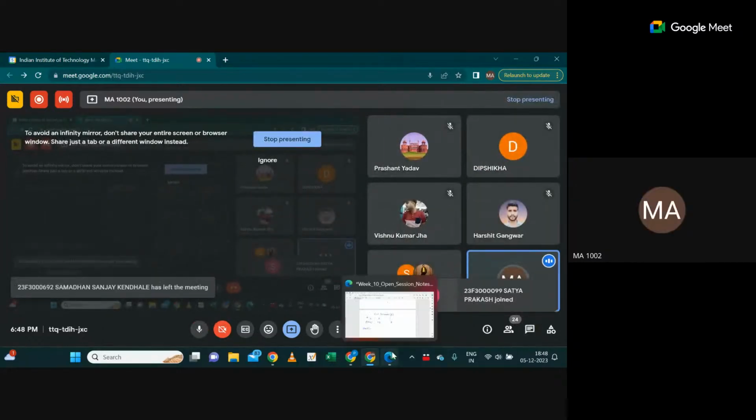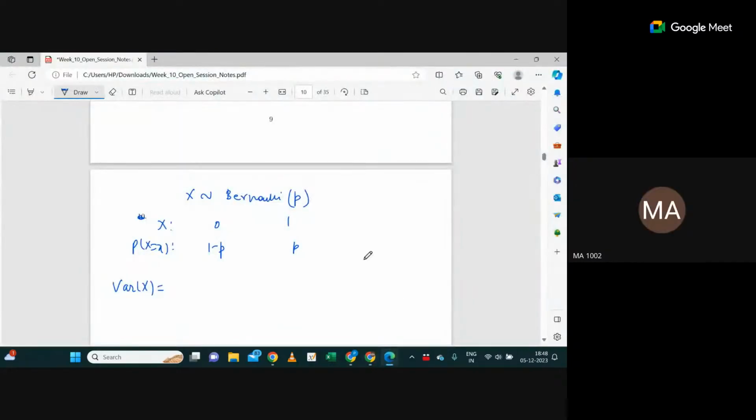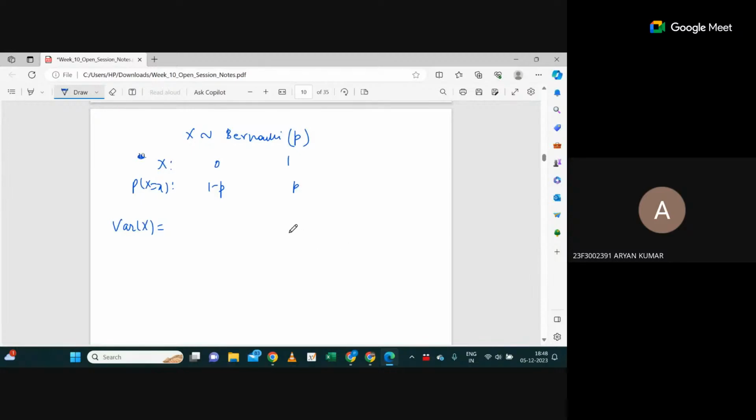Okay, so Prashant has written in the chat box p into 1 minus p. Did everyone get this value, or are you still trying? Yes, sir, I got it, p into 1 minus p. So basically, what is the variance? It is defined as the expected value of x square minus the expected value of x, whole square, right?